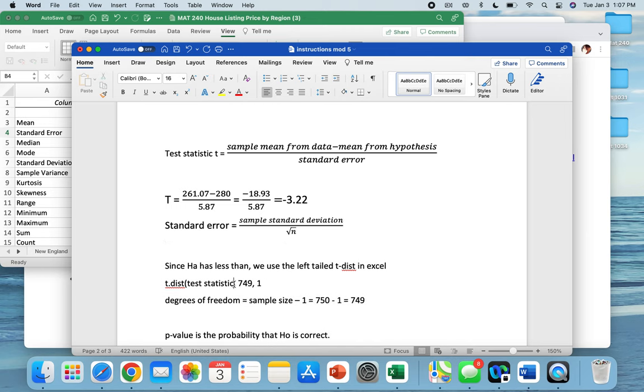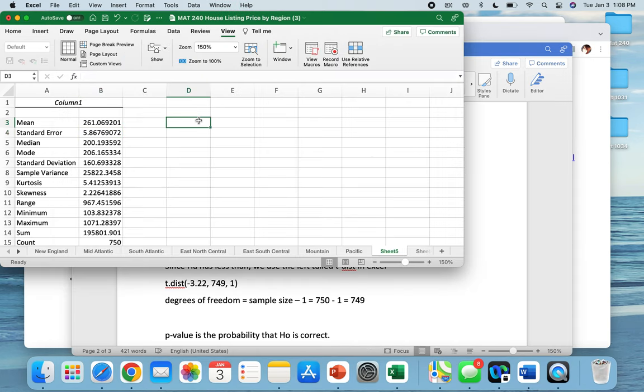So my t distribution, since it's left-tailed, okay, it's left-tailed because it has less than, so we use the T.DIST, -3.22. All right, let's go back to Excel. So my test statistic was -3.22. The degrees of freedom are always the sample size minus one for a one sample. So 750 sample size minus one is 749.